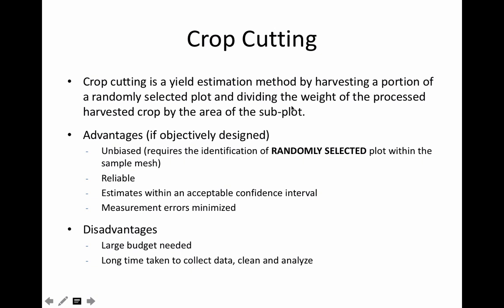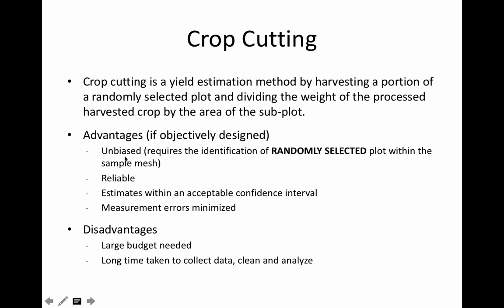This has to be methodically done. Dividing the weight of the processed harvested crop, so there has to be some processing here. You just can't take the rice and measure it right there in the field. There needs to be things done to it. And then you need to know the area of the subplot that the rice was taken from, which is fairly straightforward.